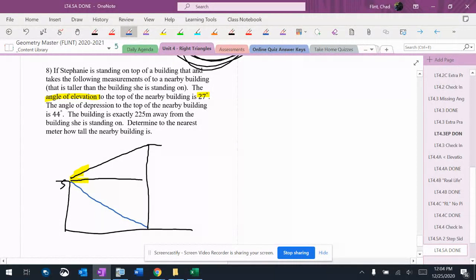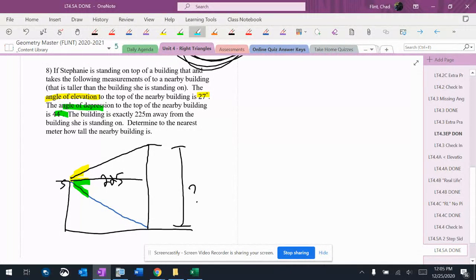Which is good because that's going down. So the angle of depression is 44. That's 44. It says the building is 225 feet away. So that means in between the two buildings is 225. So we're going to put it right there. Determine to the nearest meter how tall the building is. So it wants to know this.